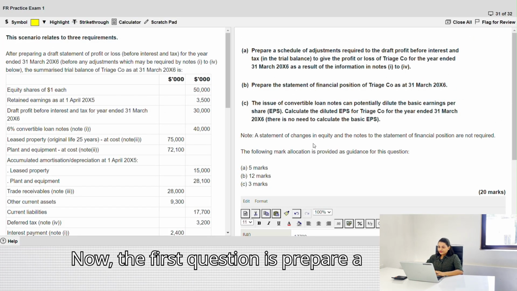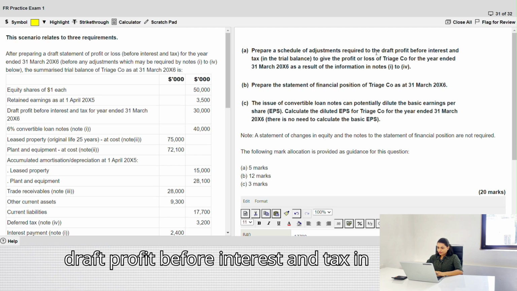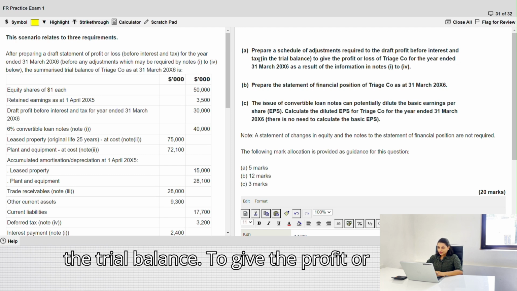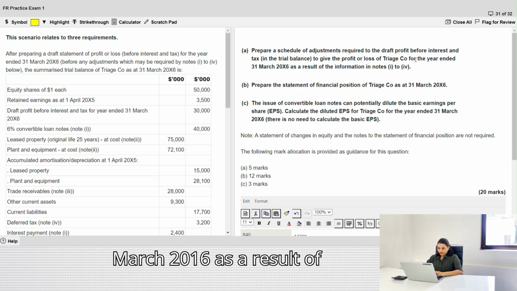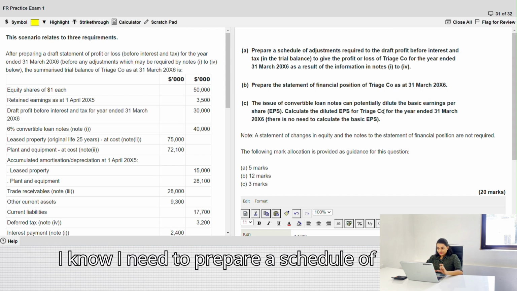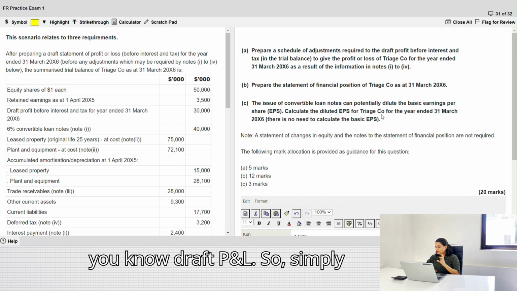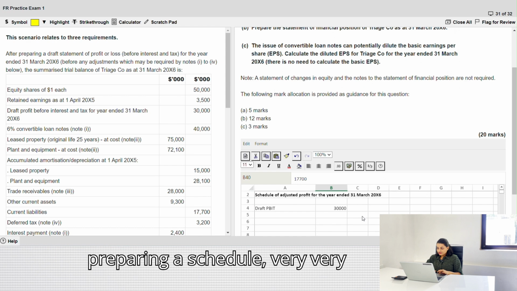Now the first question is, prepare a schedule of adjustments required to the draft profit before interest and tax in the trial balance to give the profit or loss of Triage Co for the year ended 31st March 2016 as a result of information in notes 1 to 4. Now I know I need to prepare a schedule of draft P&L. So simply in your solution start preparing a schedule.